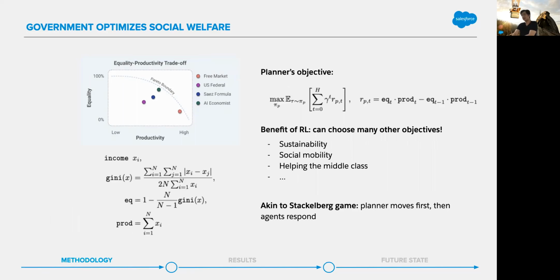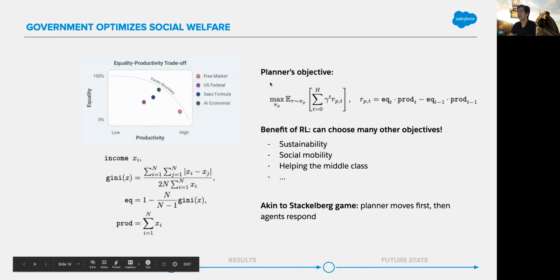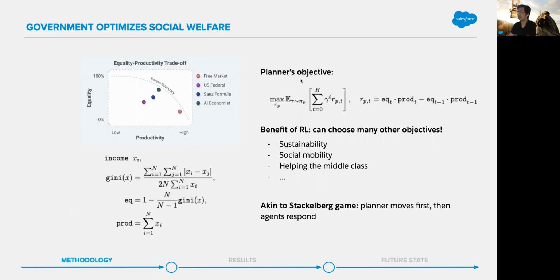Now, as I mentioned, there's also this government or social planner, and the social planner is going to set taxes. The way it does this is in a similar fashion to the agents. It's going to optimize some expected discounted reward, but in this case, the reward is the increase in some social welfare objective. The way we define it in this work is equality times productivity. Equality is defined through the Gini index. The Gini index is this normalized sum of differences between the incomes of all the agents in this economy.